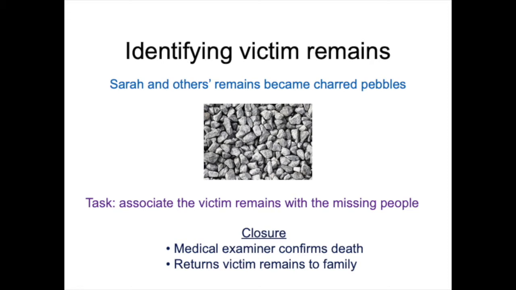But their remains are not like remains from a car crash. They often look like just charred pebbles. There's not much there. So the task is to associate the victim remains, these charred chunks of remains, with the people who've been reported missing. The reason the medical examiner wants to do this is so they can confirm the death, but also to bring closure to families and return the victim remains to the family.